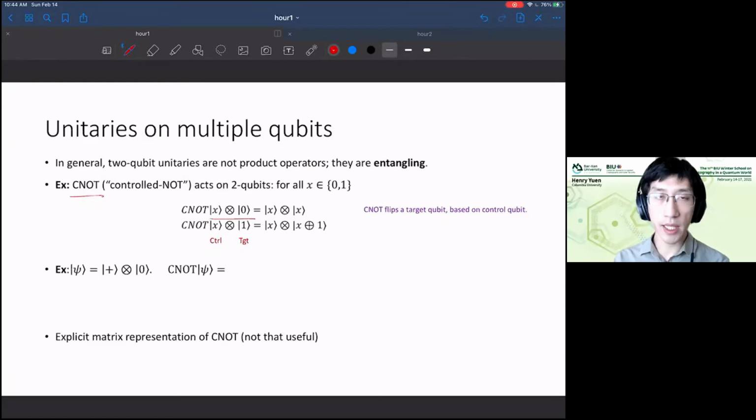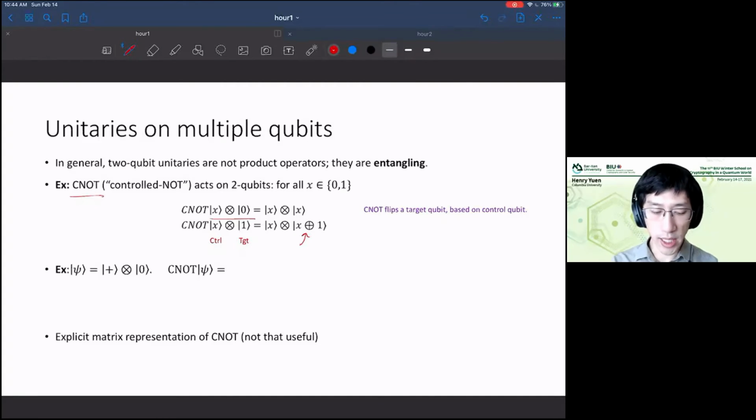If the control qubit is in the state 1, then it flips the target qubit. Or another way of saying it is that it basically adds the control qubit into the target qubit. So this is x plus y mod 2.